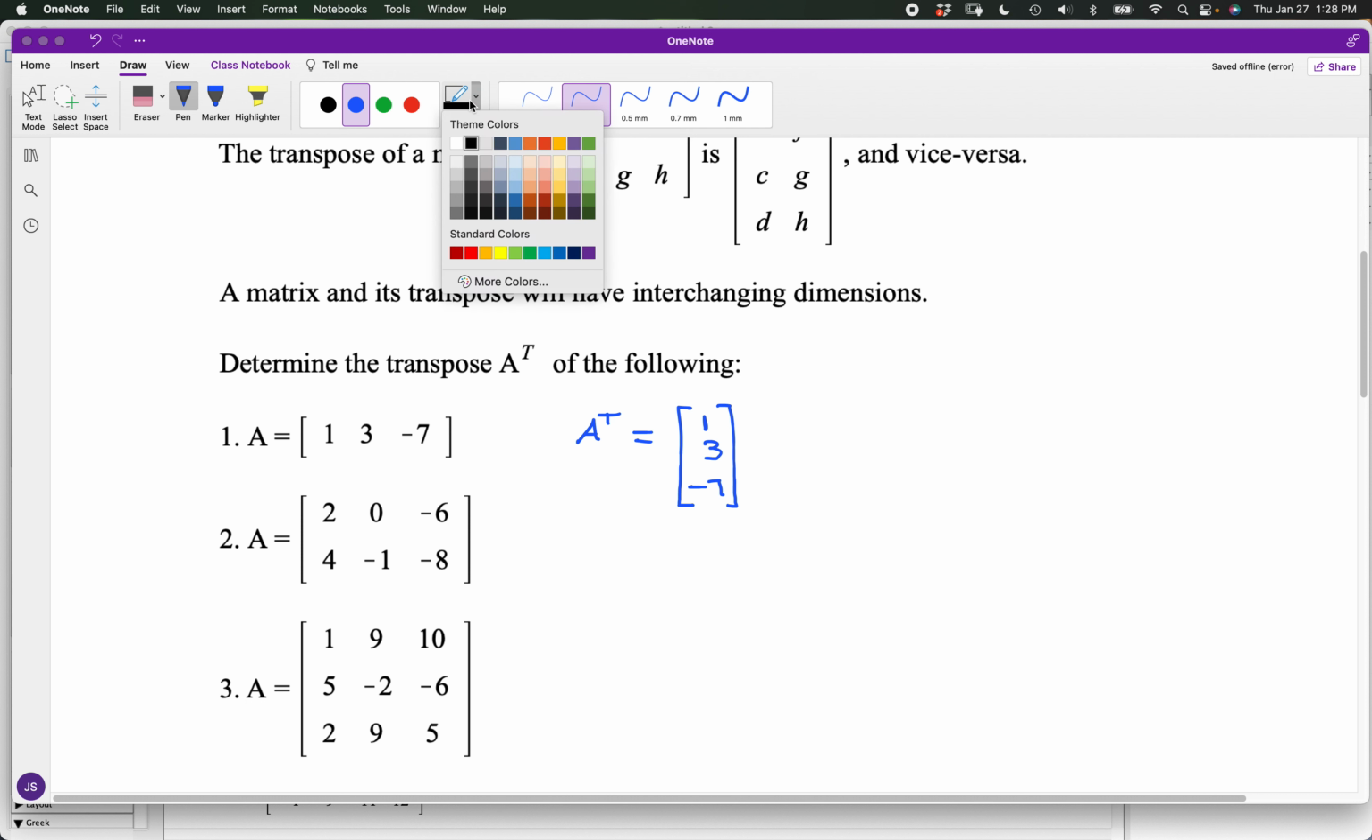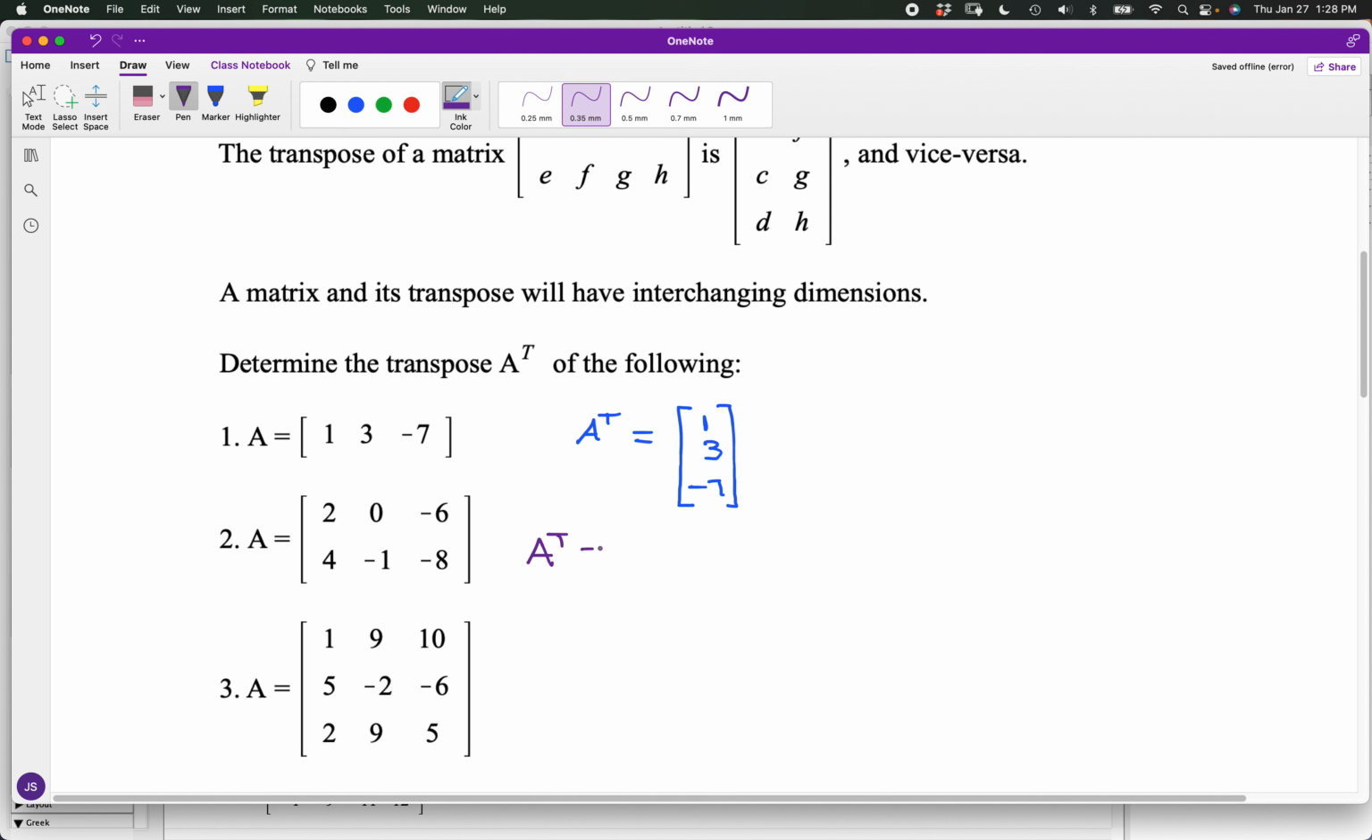For the second matrix, you have 2, 0, -6, 4, 1, -8. Here we have a 2 by 3 matrix, and the transpose is going to be a 3 by 2. The first row translates to the first column, again moving clockwise: 2, 0, -6. The second row will be the second column in the transpose, so you have 4, -1, and -8.